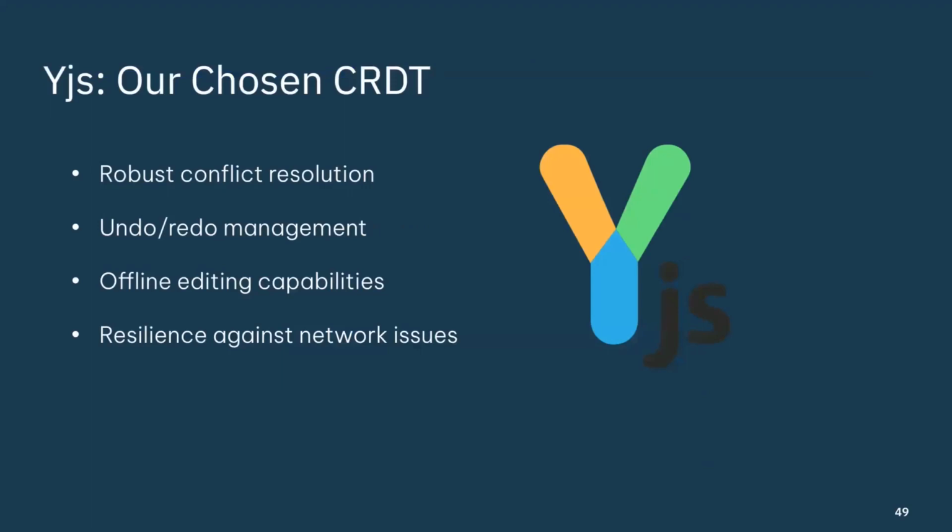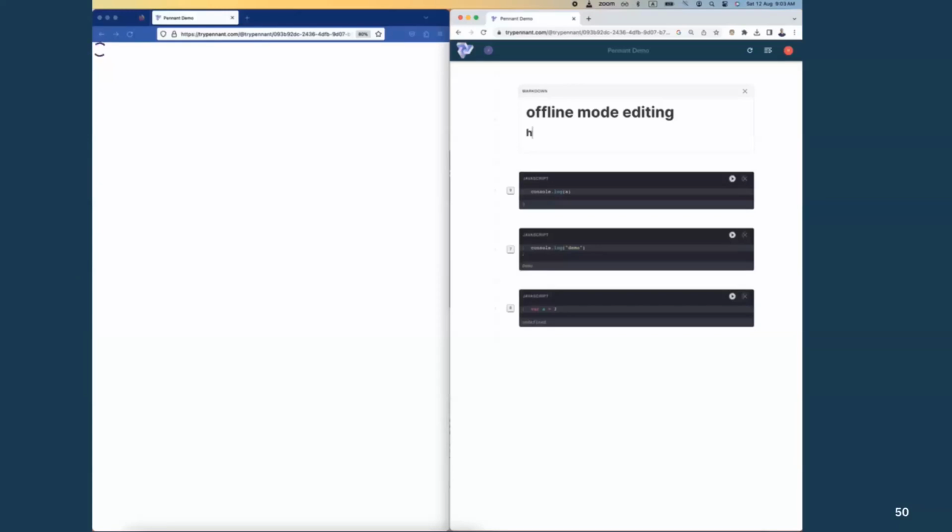So our search for the optimal CRDT led us to YJS, which stood out due to its optimizations, currently ranking as the most memory efficient CRDT. With YJS, we had robust conflict resolution, undo and redo management, and the ability to handle network partitions and delays. So if a connection is lost, YJS continues to accept local changes and will merge these with the global state when the connection is restored.